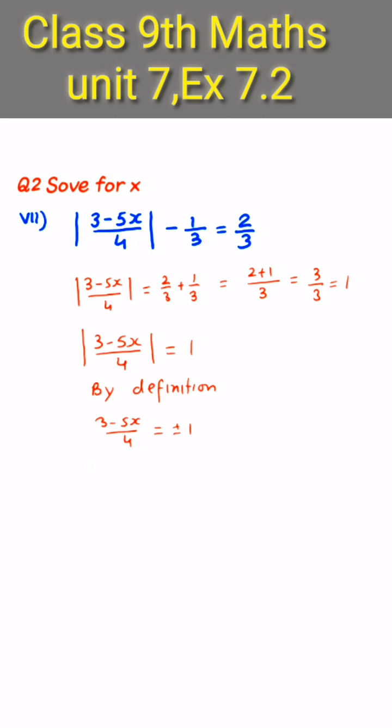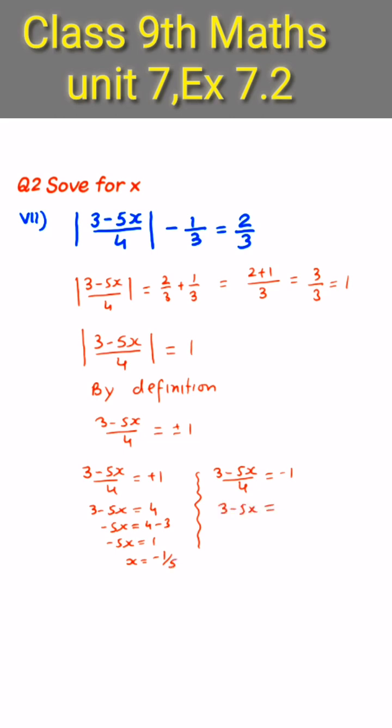Here we have two cases, you know well. The first case is 3 minus 5x by 4 is equal to plus 1, and the second case will be 3 minus 5x by 4 is equal to minus 1. So 3 minus 5x will be 4 multiplied by 1, 4. So minus 5x will be equal to 4 minus 3, minus 5x is equal to 1. The value of x will be equal to minus 1 by 5.